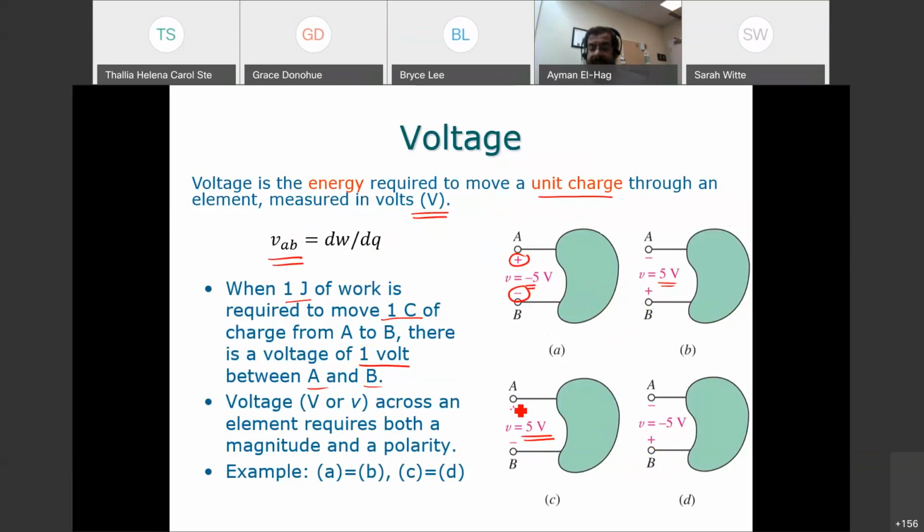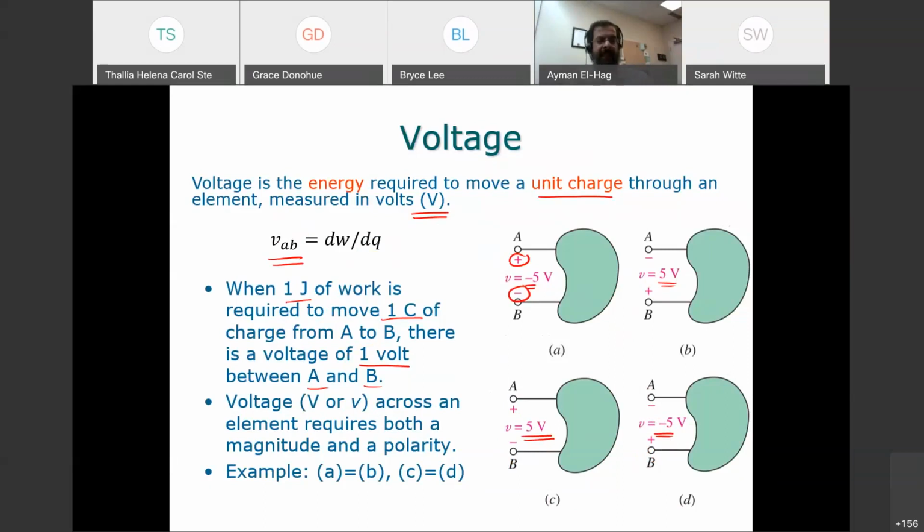So basically here we say that A is higher than B by 5 volt. And here I'm saying that B is less than A by 5 volt, or A is more than B by minus 5 volt. Same as if I said, I have more money than you by $10, or you have more money than me by minus $10. So this is the same way of saying the same thing.